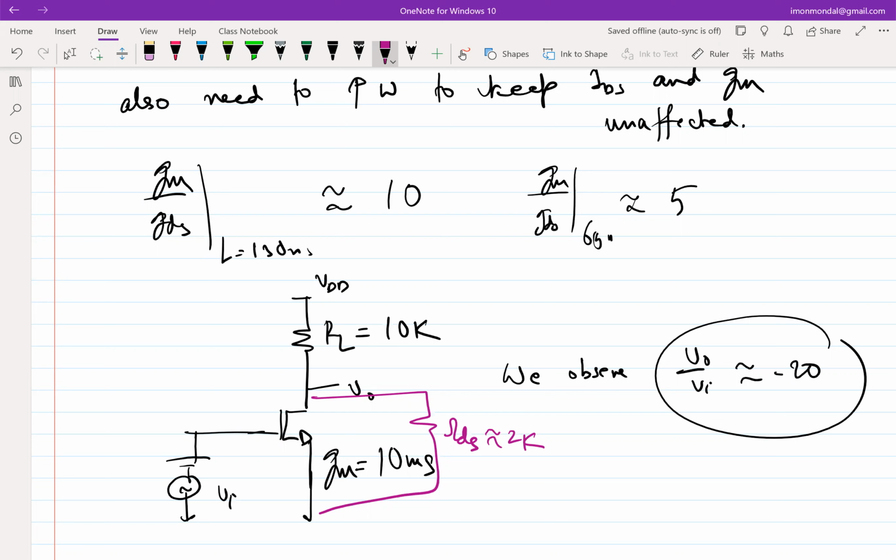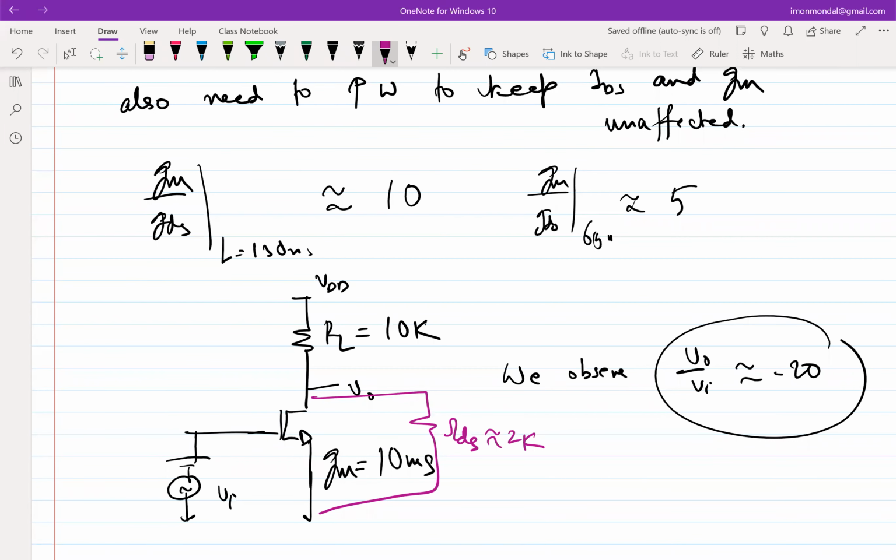And let's say I still want minus 100. So what design change will you do? And how will you increase RDS? RDS is not a physical resistor. You have to make some change to the device to change the RDS. I don't want to affect GM, but I want to increase RDS. What will I do? We just discussed. We'll decrease lambda.